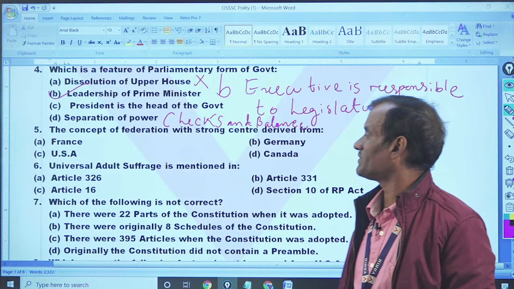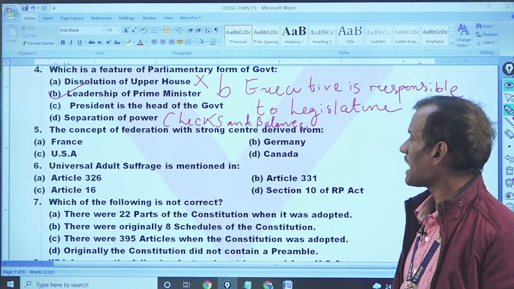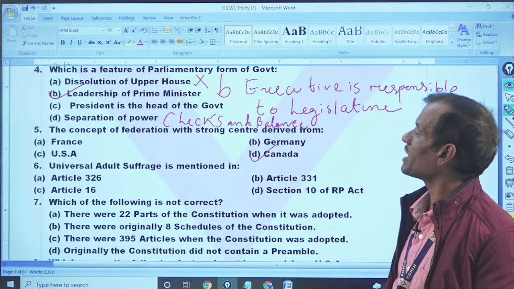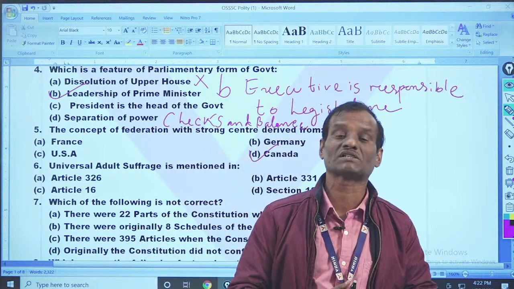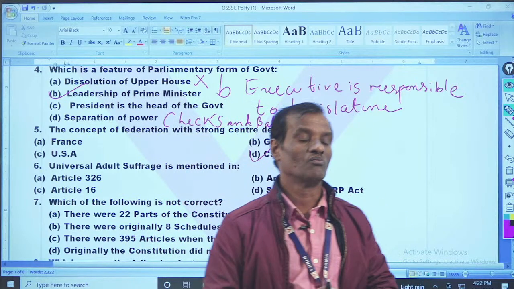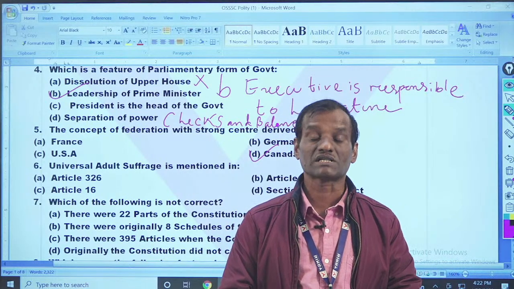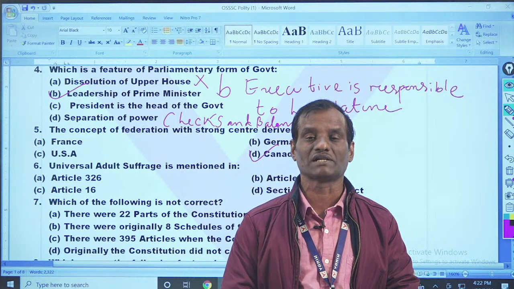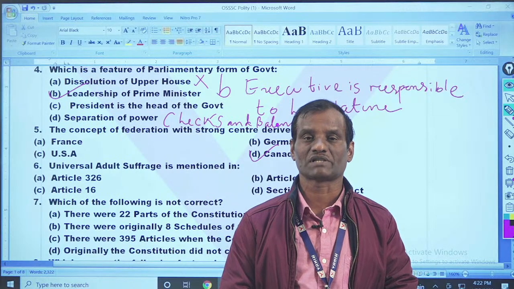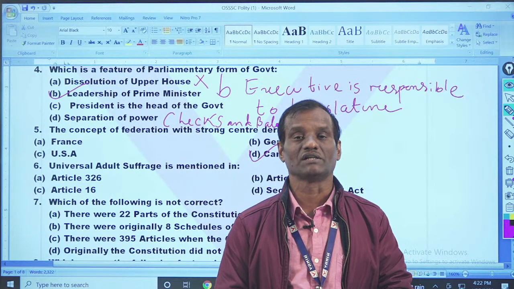Question number 5, the concept of federation with strong center is derived from Canada. So although we have a federation, we provide a strong center, meaning the central government assumes more power. In normal times, central government has power over certain important subjects like defense, foreign affairs, currency. And in abnormal times, central government assumes powers to legislate in the state list even.